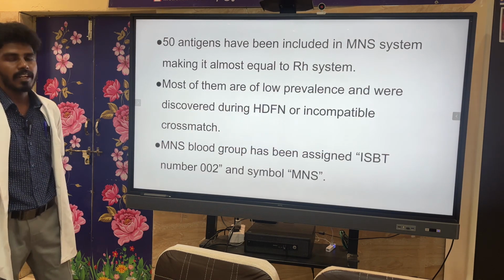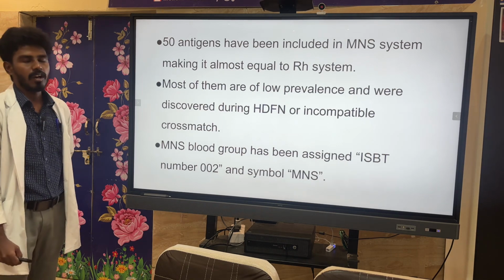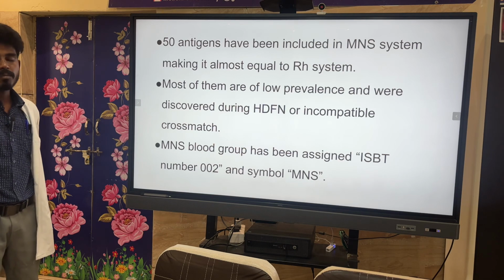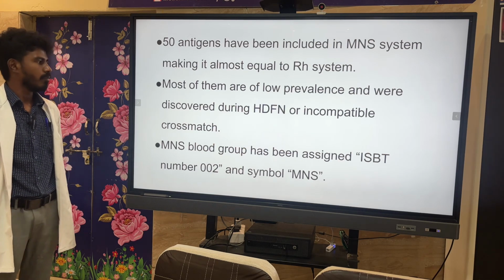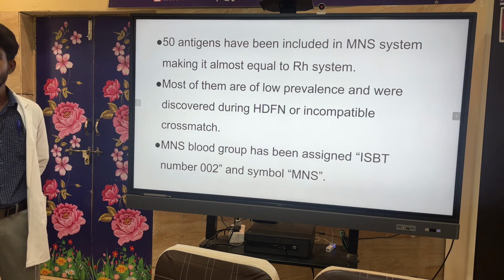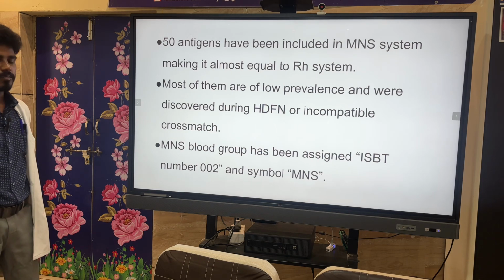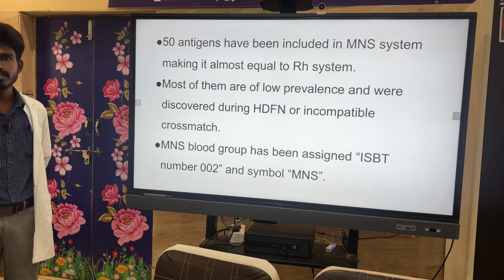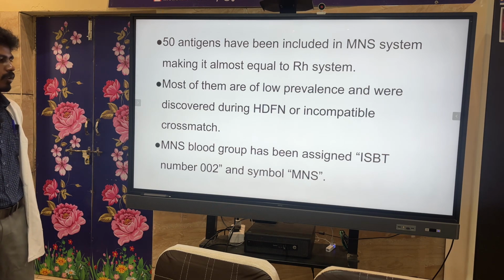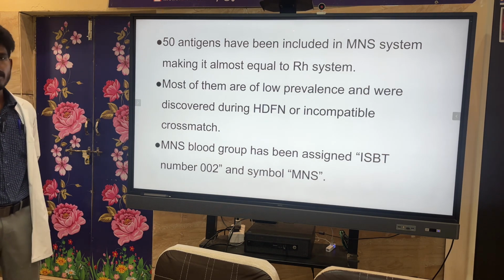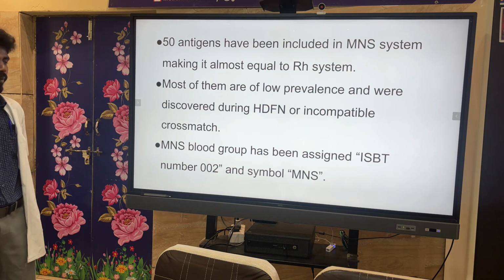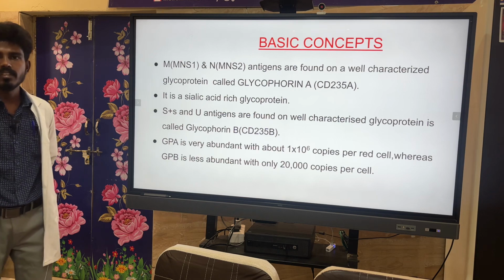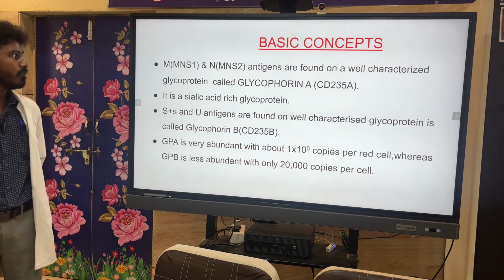50 antigens have been included in the MNS system. It is almost equal to the RH blood group system. Most of the antigens are of low prevalence, but they are mostly discovered during hemolytic incompatible crossmatch and hemolytic disease of the fetus or newborn. MNS blood group has been assigned ISBT number 2. It's simply MNS. It's a basic concept about the MNS system.